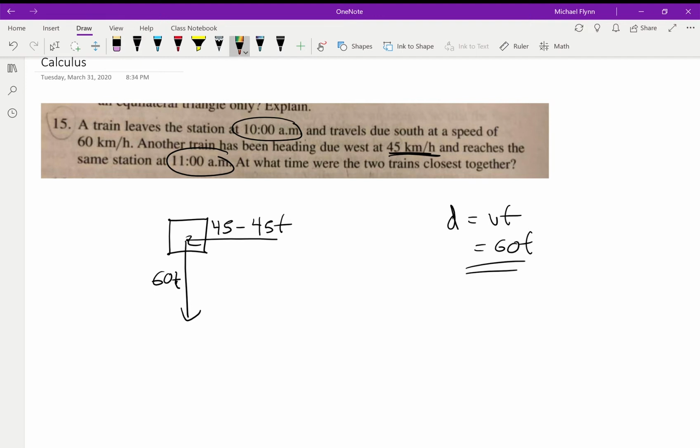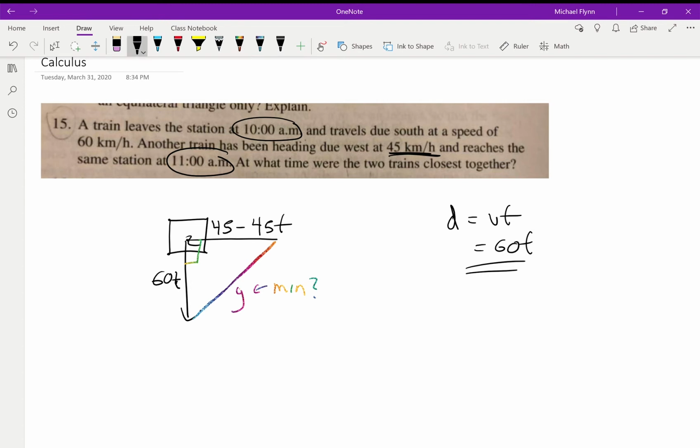Now I'll use the rainbow color. This line here is the distance between them, okay, at any given time. And it makes a right angle triangle, and we'll call it y, okay? I don't want to use d because calculus with all the d's in it. Okay, so that is your distance between them. And what we want to do is find the minimum distance, okay?